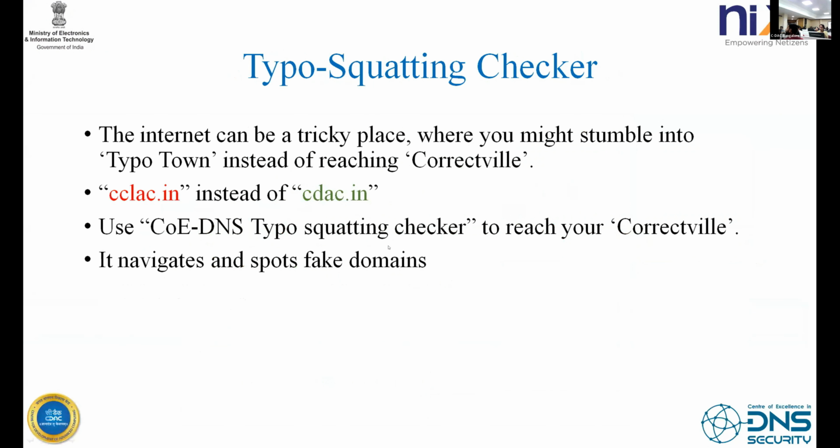Now, the second tool is the typosquatting checker. It is used by attackers to mislead users. Another name for it is a lookalike domain name, which means it is approximately similar to the legitimate domain. You can see here cclac.in instead of cdac.in, which looks directly similar to cdac.in.